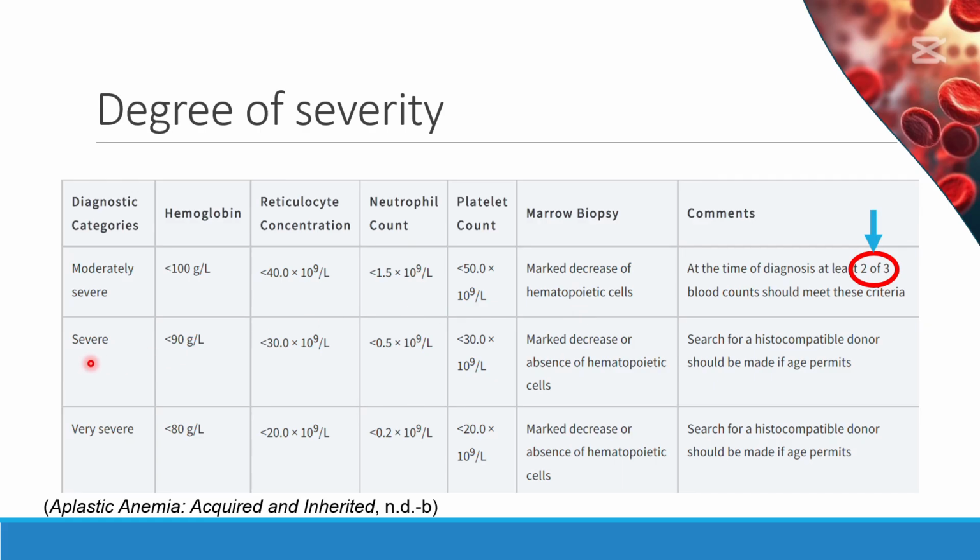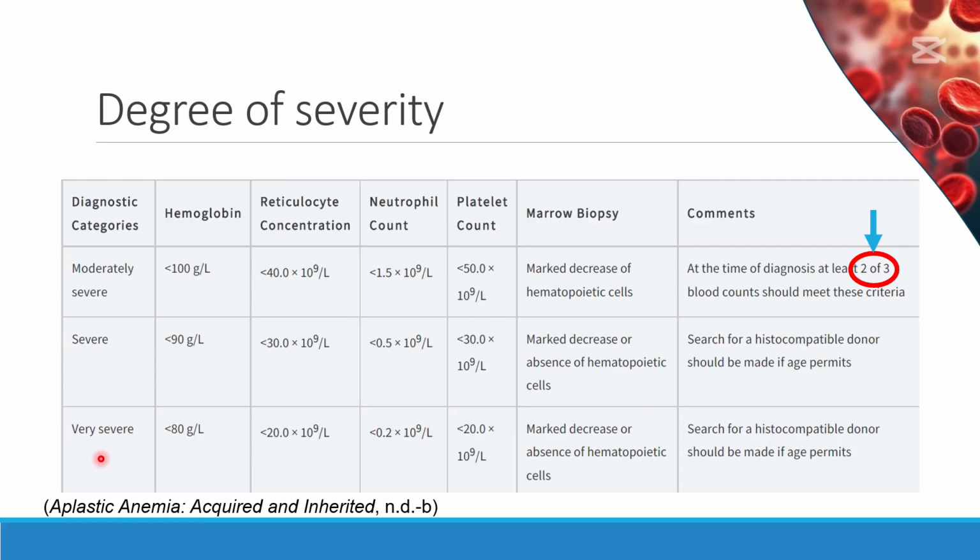In severe cases, the thresholds are lower. Hemoglobin under 90, reticulocytes under 30, neutrophils under 0.5, and platelets under 30. The marrow shows a marked decrease or even absence of hematopoietic cells. At this stage, doctors usually begin searching for a compatible donor for bone marrow transplant if the patient's age allows.